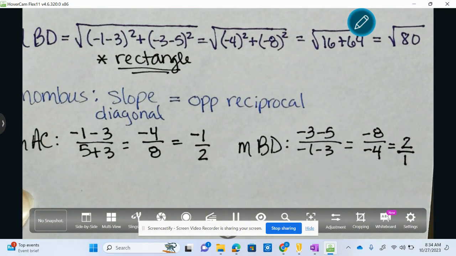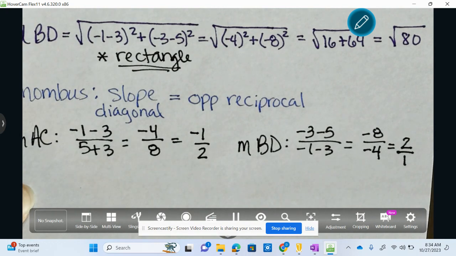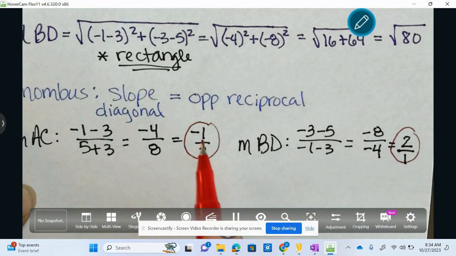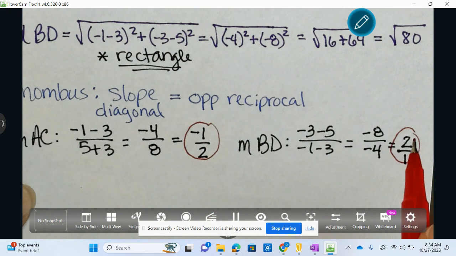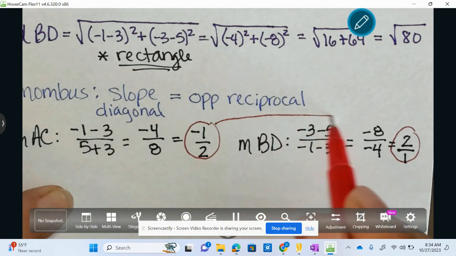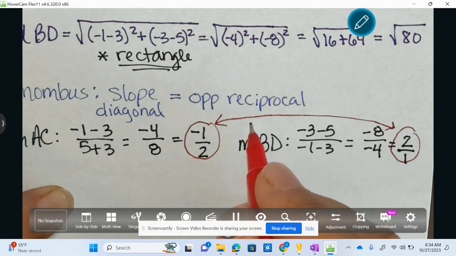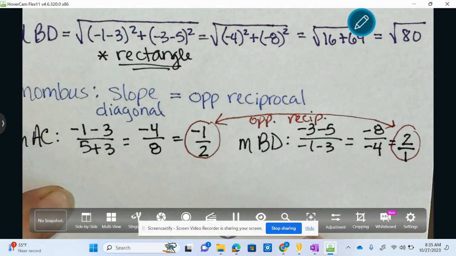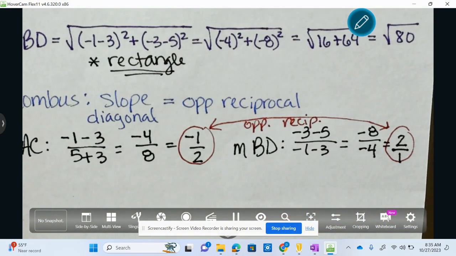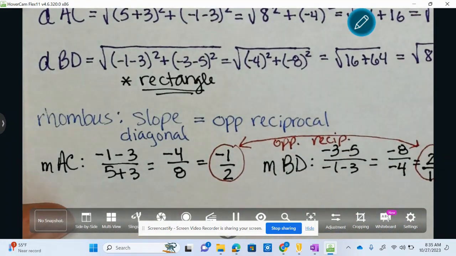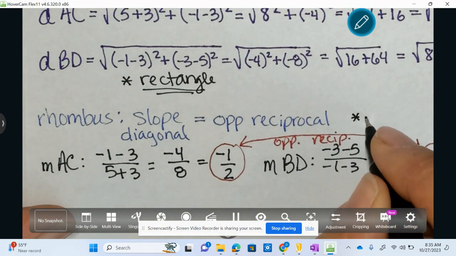So are these two numbers opposite reciprocals of each other? Yeah. The opposite of a negative is a positive, and the reciprocal of 1/2 is 2 over 1, or the reciprocal of 2 over 1 is 1/2. So they are opposite reciprocals. I'm going to draw a little arrow and write recip, because I want you to remember that. Opposite reciprocal. That's so important. Whoops, sorry. So this is a rhombus. So we now have a rhombus.